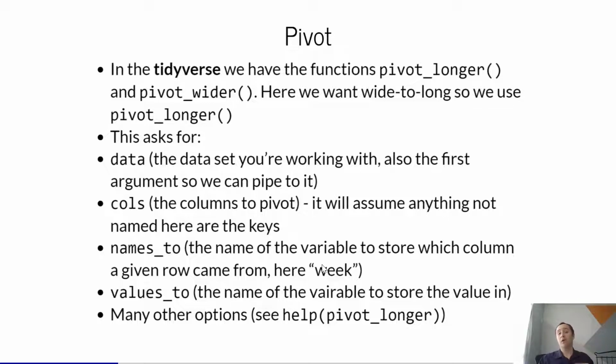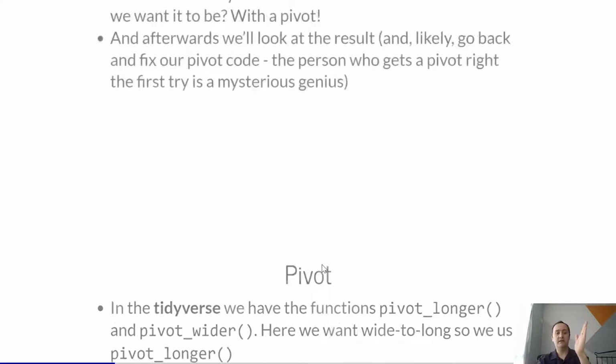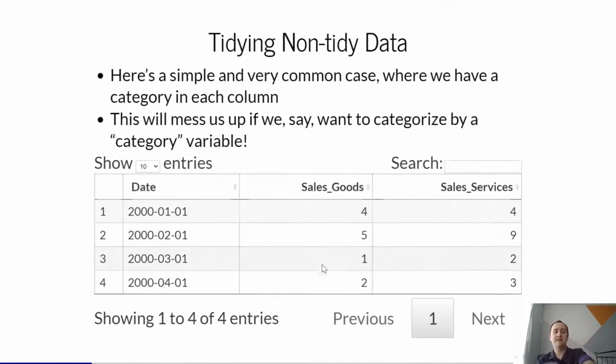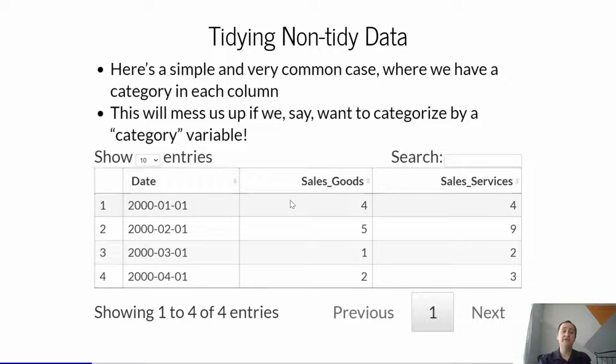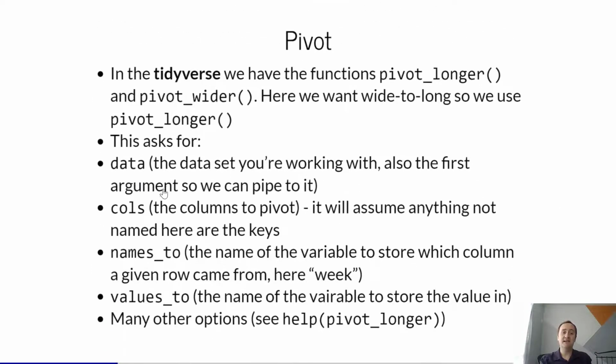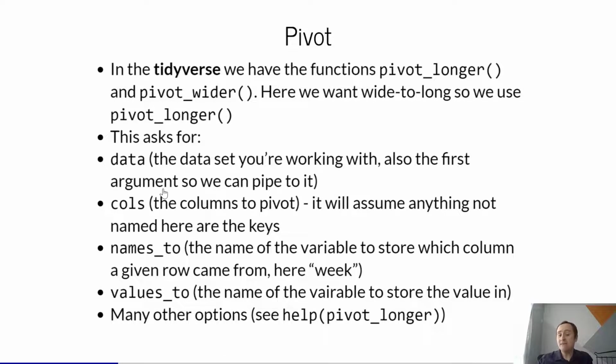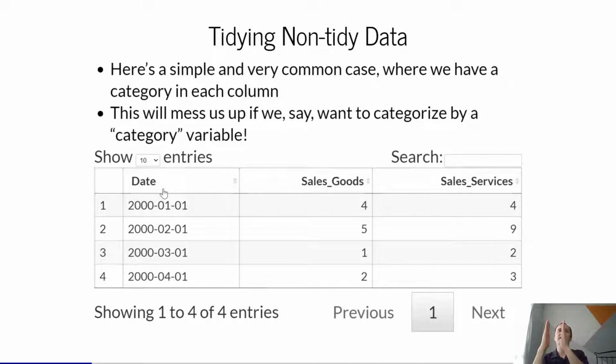It's going to ask for the data that we are working with, of course, and it's going to ask for the columns to pivot. What are the columns that are currently in wide format that we want to turn to long format? That looks like our sales columns are the ones that we're going to want to take from wide to long. This, on the other hand, is our identifying variable, so we're going to keep that the same. It's going to ask for names too. So when we pivot, what we have right now, we have sales of goods and sales of services, right? When we make it longer, we're going to have two columns as well.